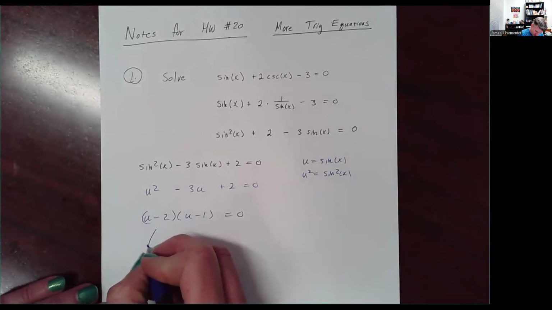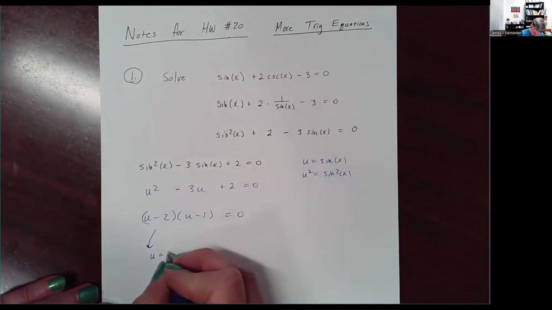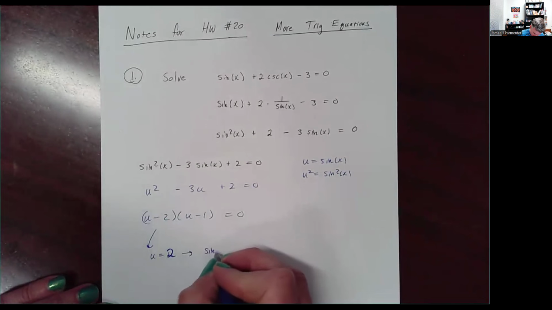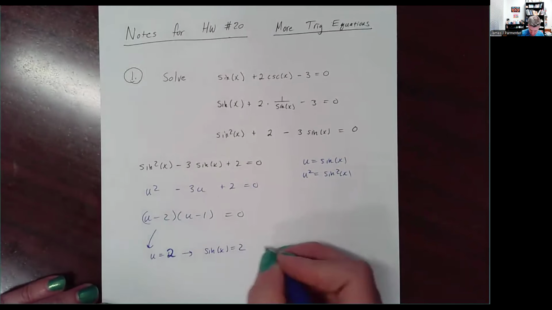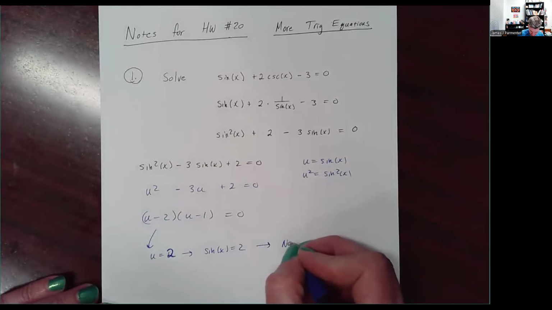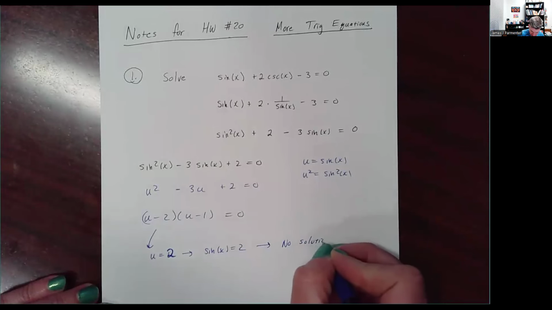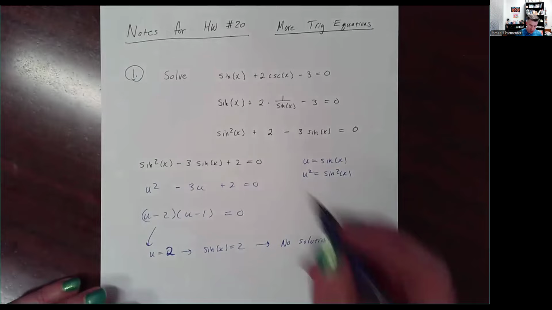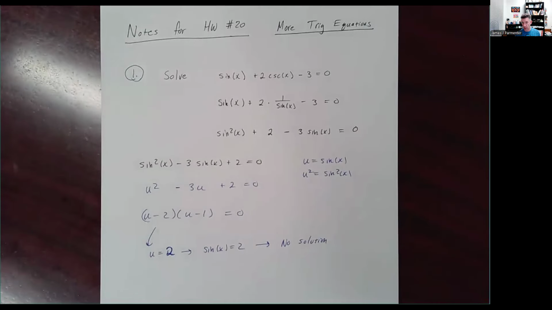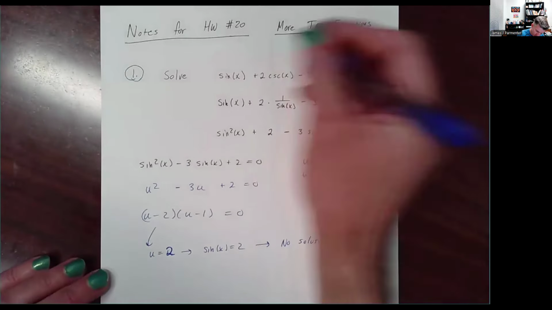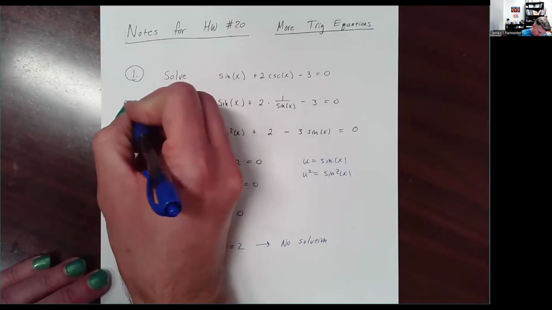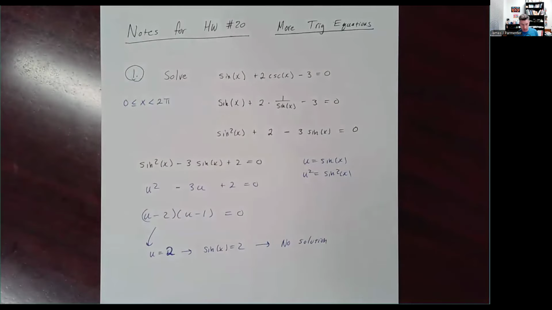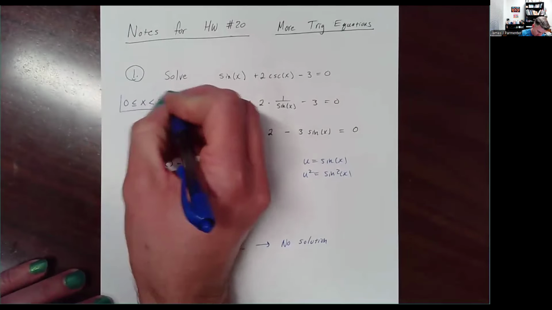So we either get u equal to 2, which leads us to sine of x equal to 2, but that has no solution because sine of x is always between -1 and 1. I should again point out before we get further, whenever we're solving trig equations, all of our answers are where x is greater than or equal to 0 and less than 2 pi, or whatever the angle is. Sometimes it's x, sometimes it's theta. So this is always our requirement.